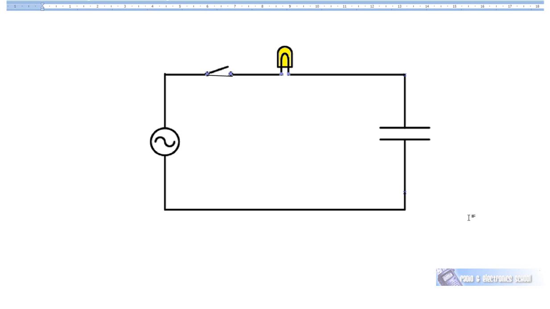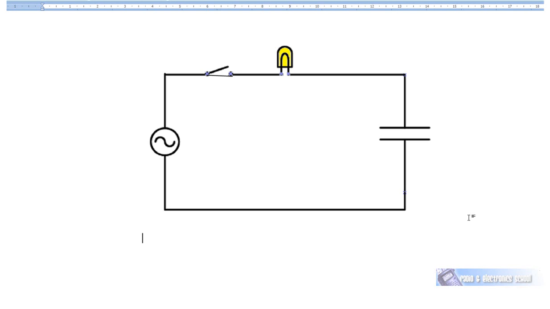So the capacitor's opposition to changes in voltage also controls how much current is flowing in the circuit. So a capacitor has an opposition to current flow. It's not the same as resistance because resistance produces heat. Capacitance does not produce heat. Capacitance will draw a current but will not dissipate any power.